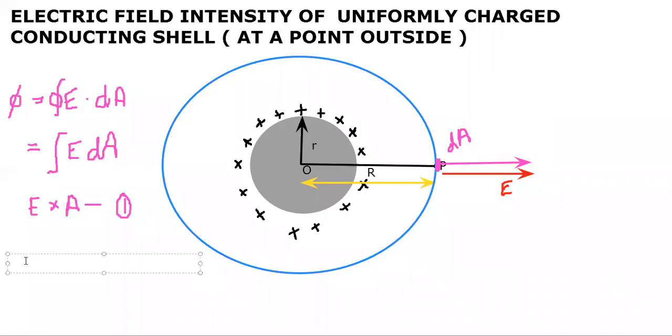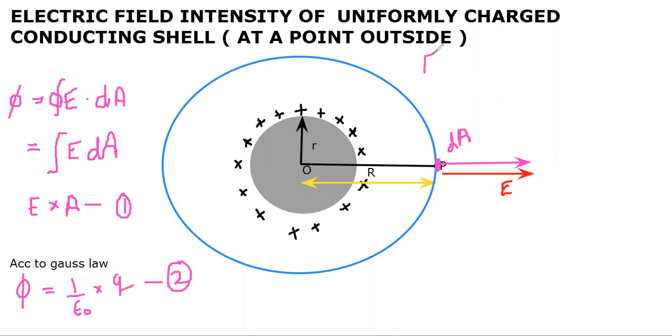Now we will apply Gauss law. We can write according to Gauss law that phi is equal to 1 by epsilon naught into Q. Let Q be the total charge enclosed by the spherical surface. So 1 by epsilon naught into Q. This is my second equation. Now what I will do, I will equate both these equations. So 1 equals 2 because both are phi.